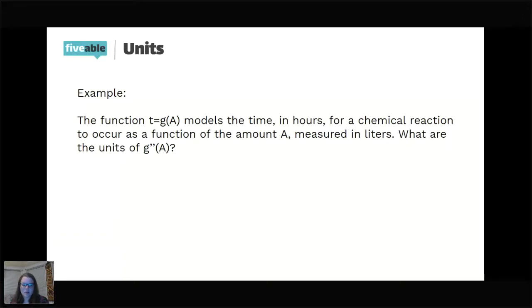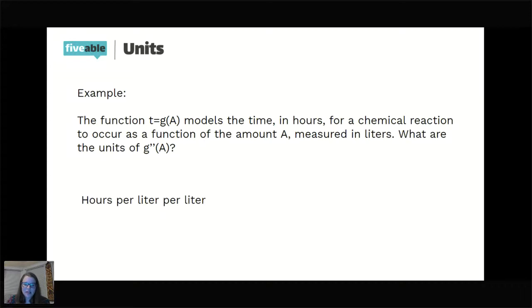Take a second. What would be the units? Make sure you know what the y value is here. Okay, we've got some good answers here. Let's look at it. So it's actually hours per liter squared because of the way it presented the problem to you.